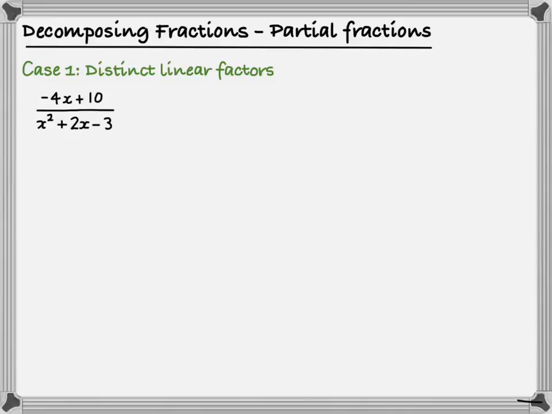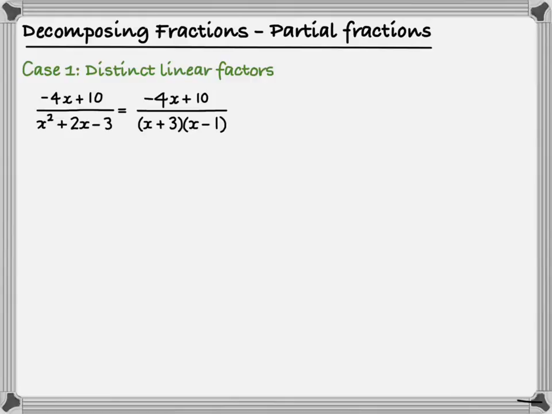When decomposing any fraction into partial fractions, you must remember to check that the degree of the numerator is strictly less than the degree of the denominator. The next thing is to fully factorize the denominator. In this case, we see that x squared plus 2x minus 3 can be factorized into two distinct linear factors, namely x plus 3 and x minus 1.